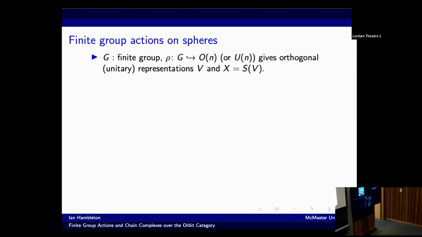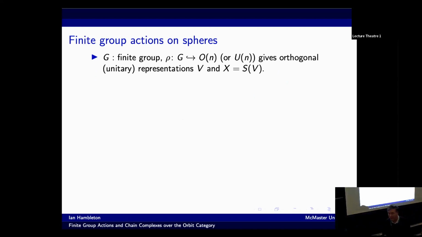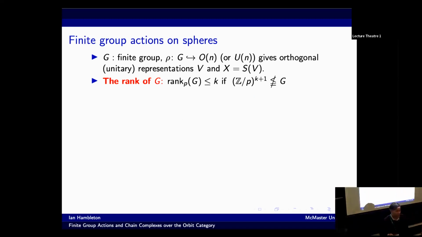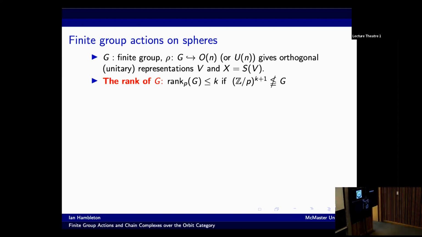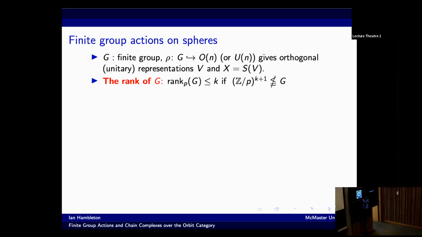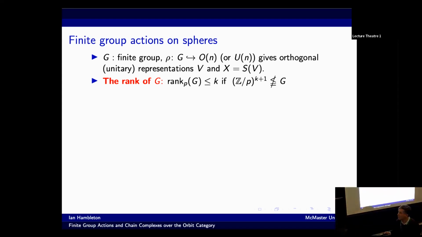Obvious examples: orthogonal representations of finite groups. Let's look at the unit sphere in a representation, which gives you lots of interesting examples. And the key definition for this talk is the rank of a finite group. This is the largest elementary abelian p-group that you can put inside the group, and you maximize over all the primes dividing the order of the group. So that's the rank.